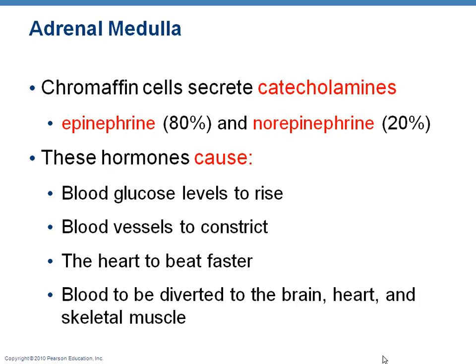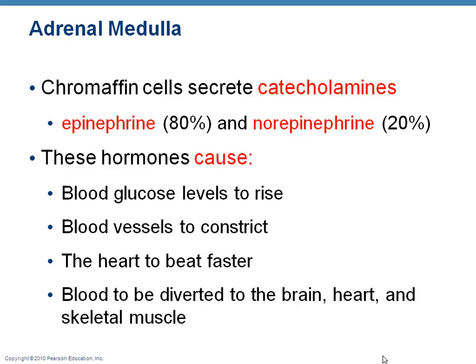Just like we talked about mineralocorticoids and glucocorticoids and gonadocorticoids, you need to know this name as well, not just that it's epinephrine and norepinephrine. They are two different types of catecholamines. So these cells secrete epinephrine and norepinephrine, 80%, 20%. It's not even. They produce both, but more epinephrine.